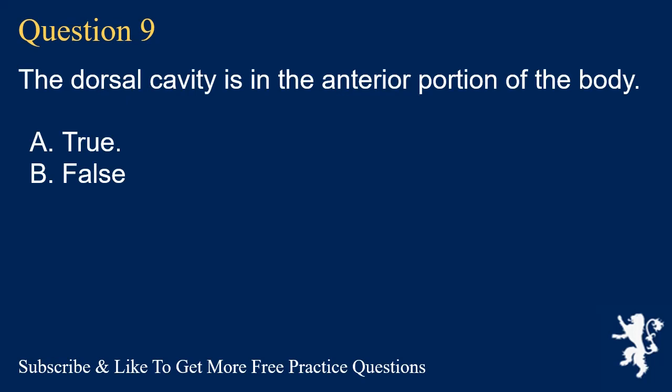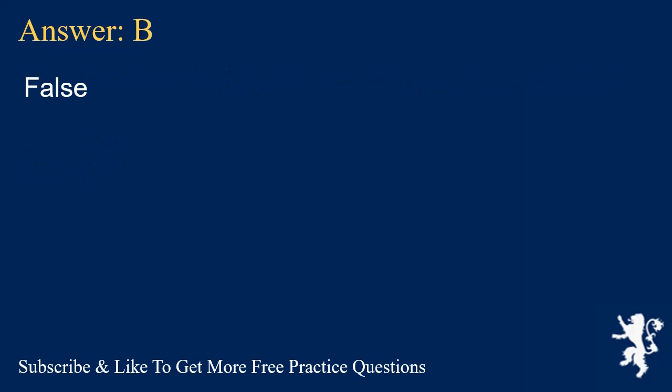Question 9. The dorsal cavity is in the anterior portion of the body. A. True. B. False. Answer, B. False.